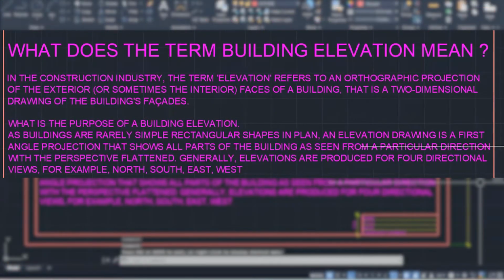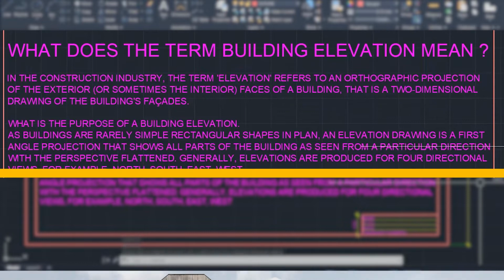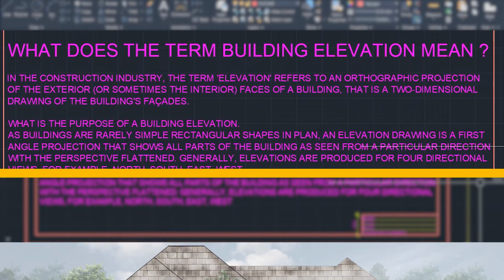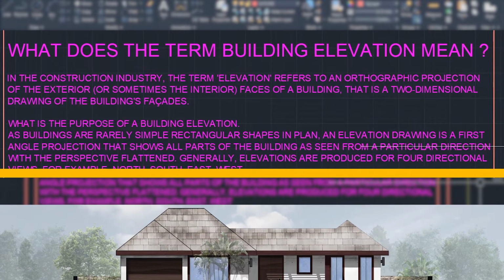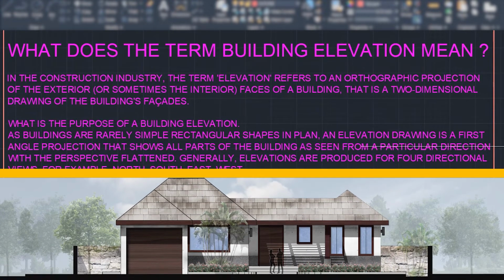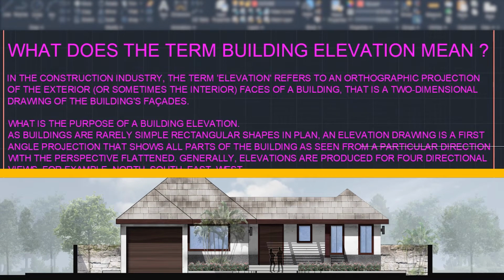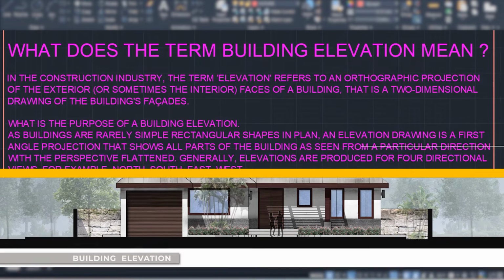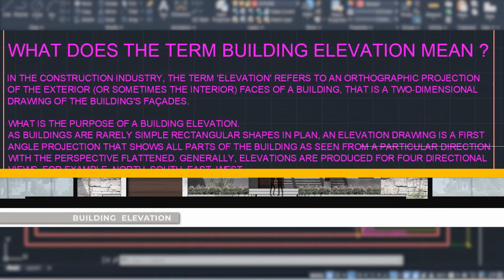What does the term building elevation mean? In the construction industry, the term elevation refers to an orthographic projection of the exterior, or sometimes the interior, faces of a building. That is a two-dimensional drawing of the building's facade.